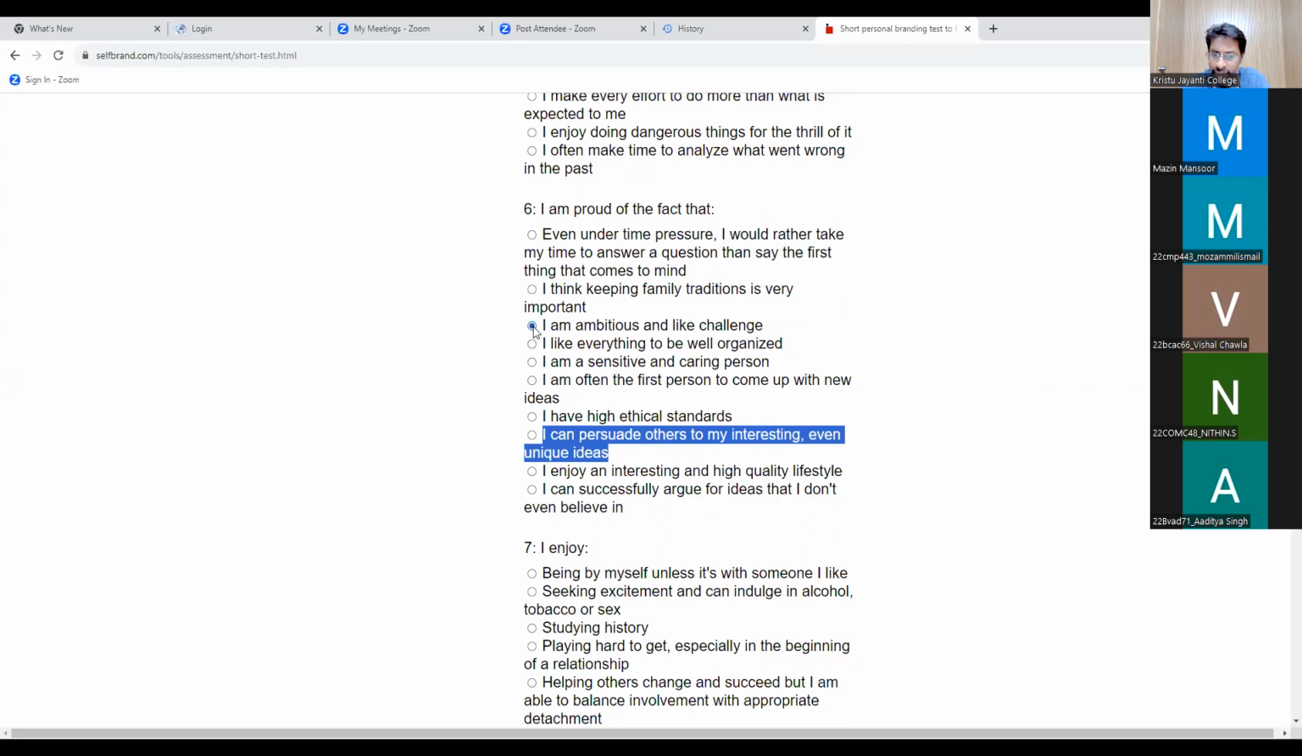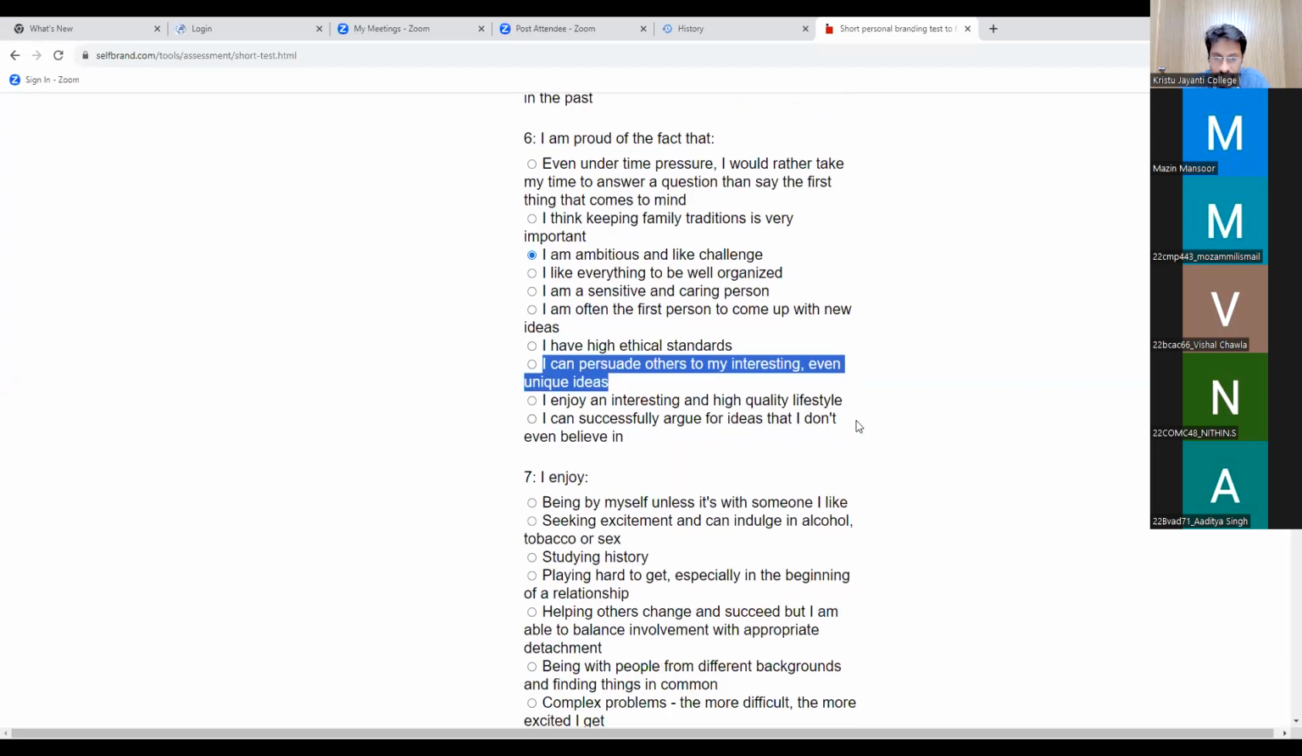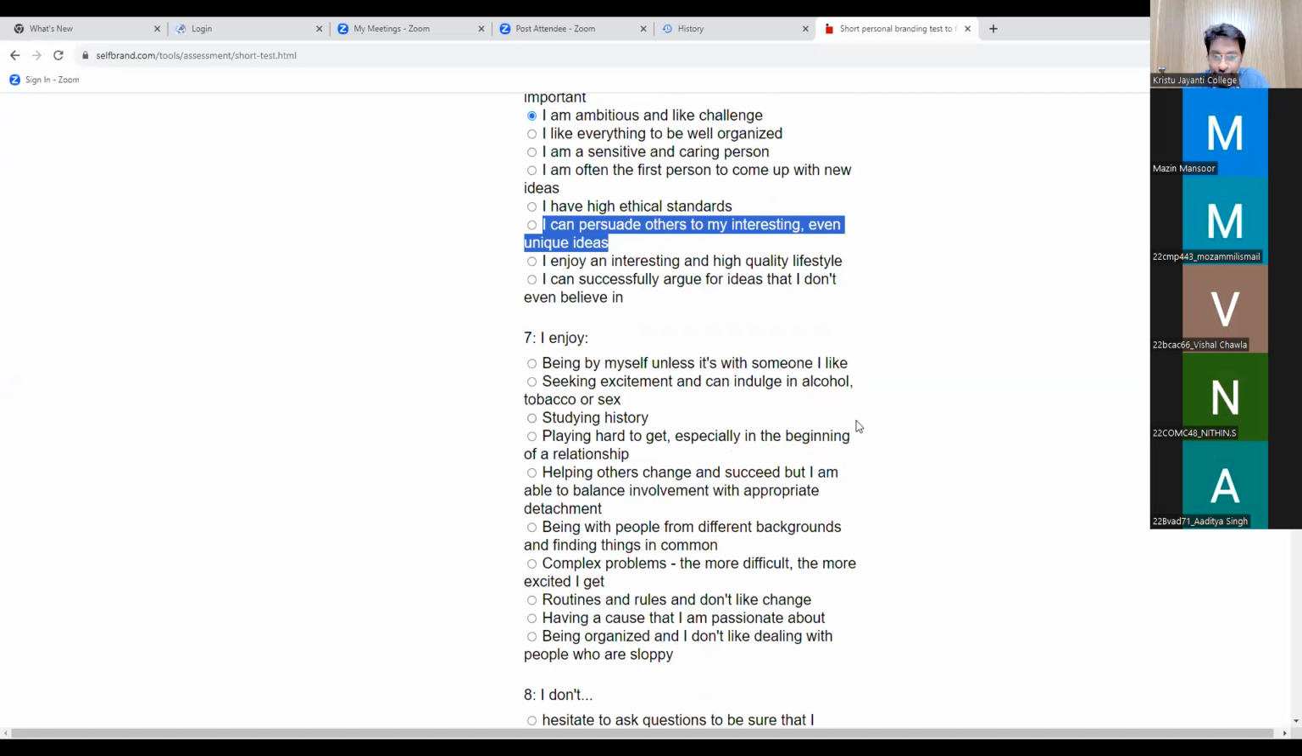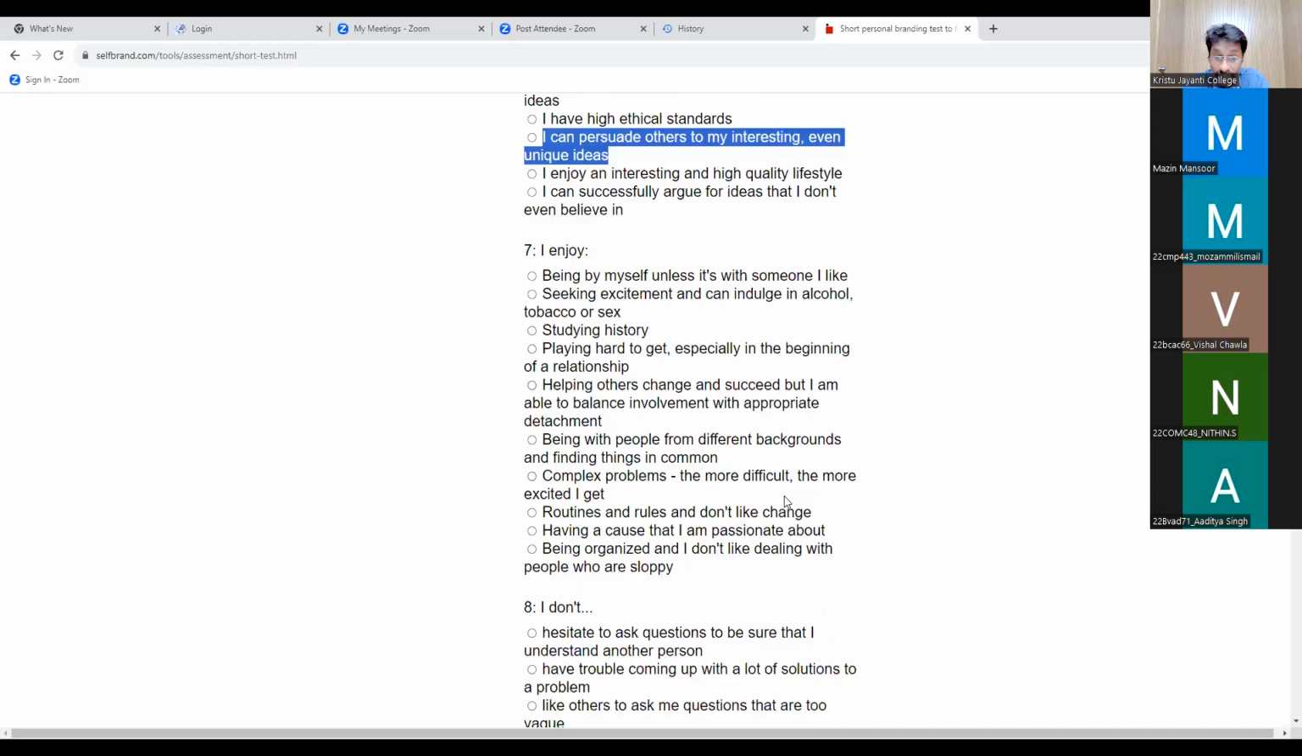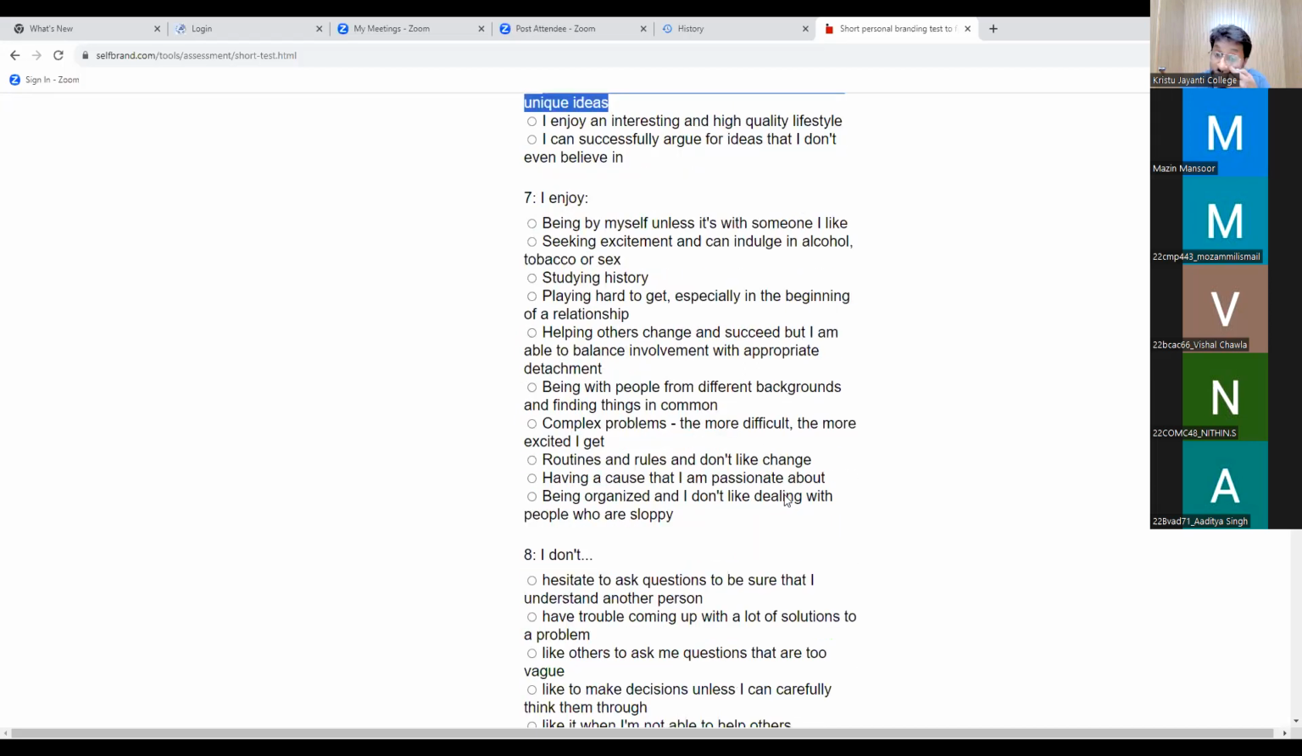So I will choose this one. I'm ambitious and like challenges to be put forward to me. I'm always of that sort. So what is my enjoyment? I enjoy seeking excitement and can indulge in alcohol, tobacco, or sex, probably that being myself, unless it is with someone I like, playing hard to get, helping others change and succeed, but I'm able to balance involvement with appropriate detachment. So, what sort of things do you enjoy?